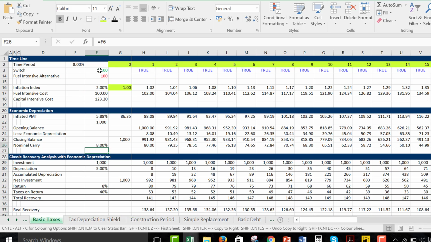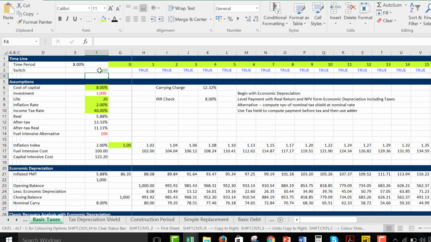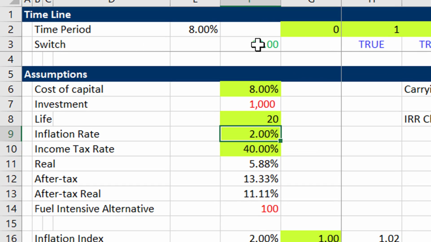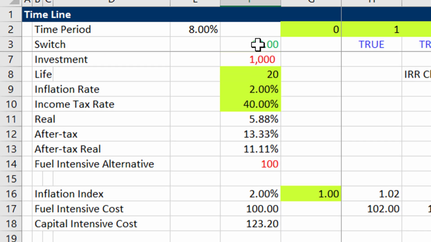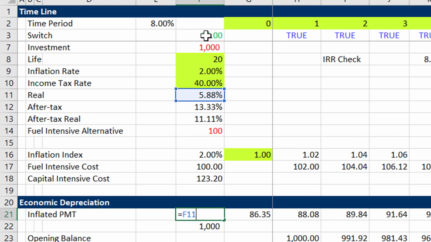Now this time we have taxes. I hope I'm going okay. We have taxes, and we have some inflation. Our tax rate is 40%. Inputs, inflation 2%. Okay, and this time I started with our economic depreciation.